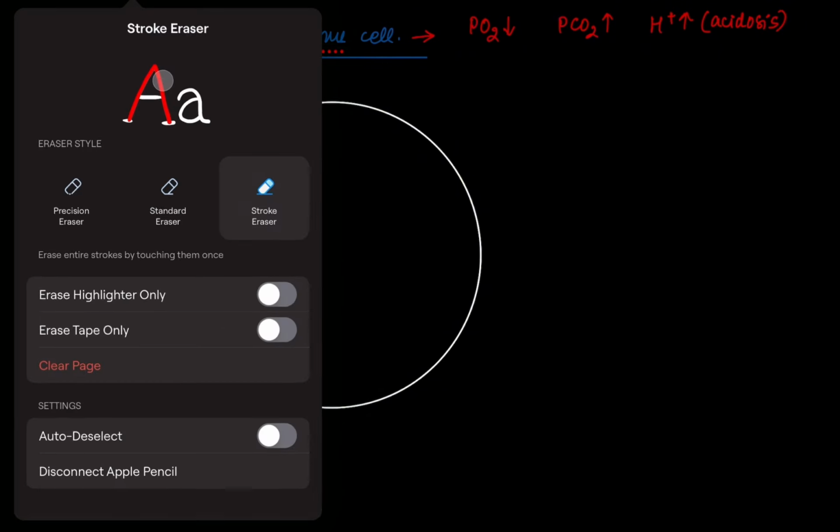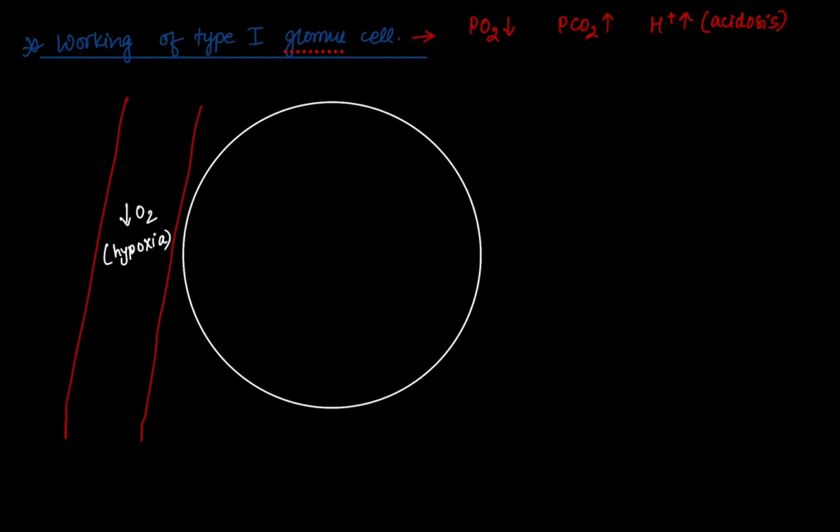Remember that at the level of the glomus cell, there is the presence of a certain type of channels, and these channels are oxygen sensitive potassium channels. Note that the type 1 glomus cell consists of channels, and these channels are the oxygen sensitive potassium channels. What do you mean by oxygen sensitive potassium channels?